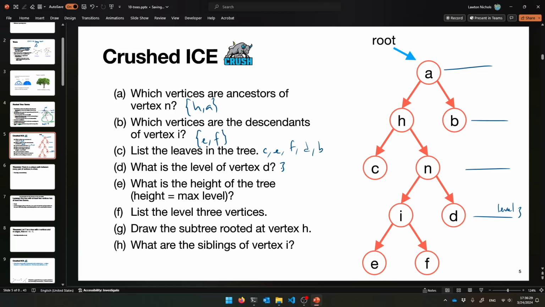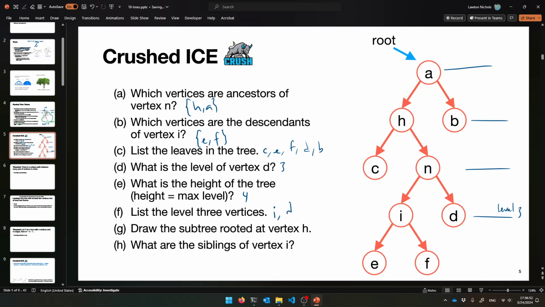And then what's the height of the tree itself? Remember the height means the maximum level. Well, if this was level 3, one more is level 4. So E and F are like the lowest things in the tree, and they're at level 4. So the height of the tree is 4. Got it. At most, you take 4 edges to get to the bottom. That's kind of what that means. What are the level 3 vertices? Well, you kind of discovered that already. That's I and D.